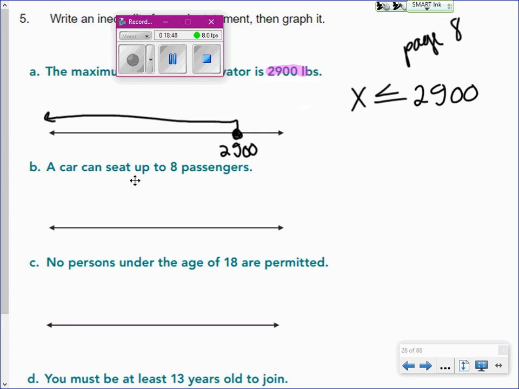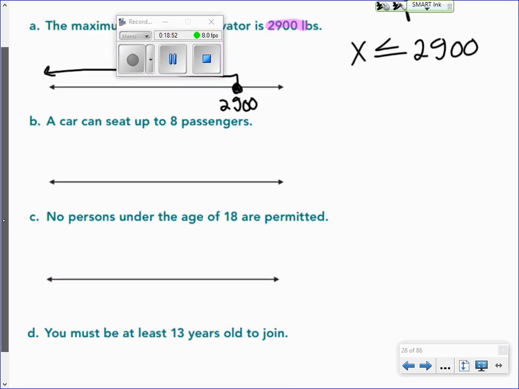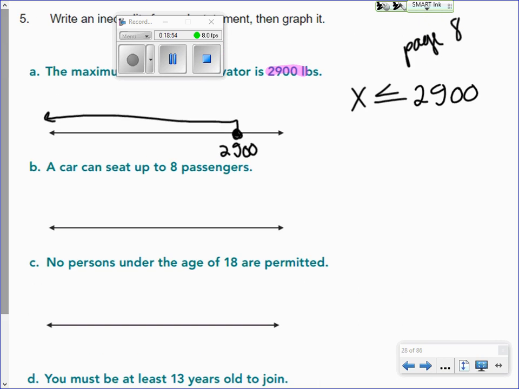A car seat can seat up to 8 passengers. So x, 8, up to, I can't go over 8, so x has to be less than, but I can have 8, so it's equal. Closed, 8. All right, you are in charge of C and D.